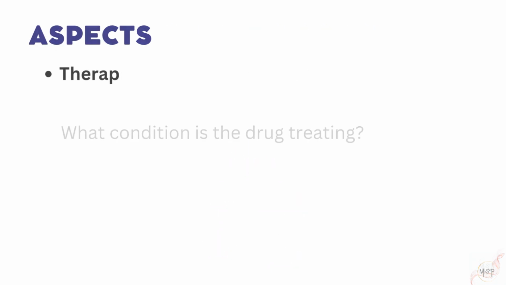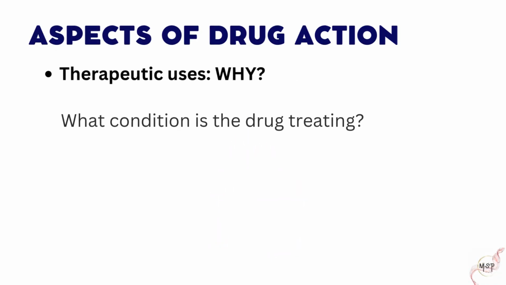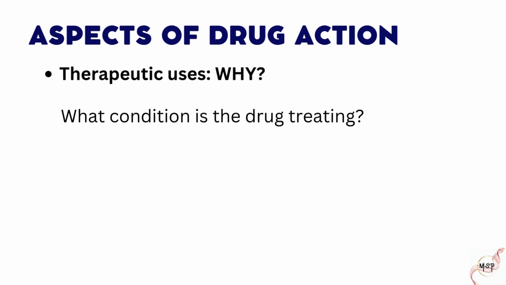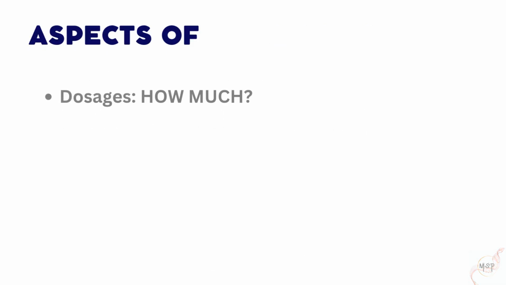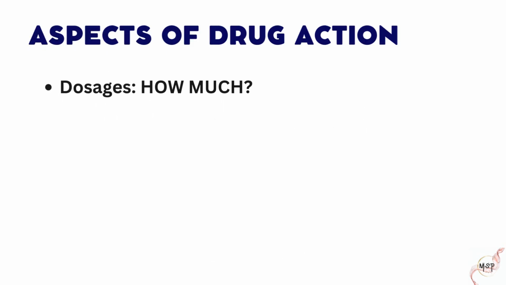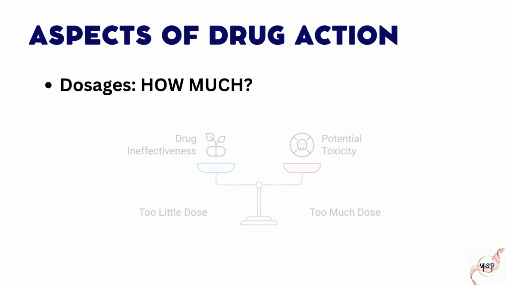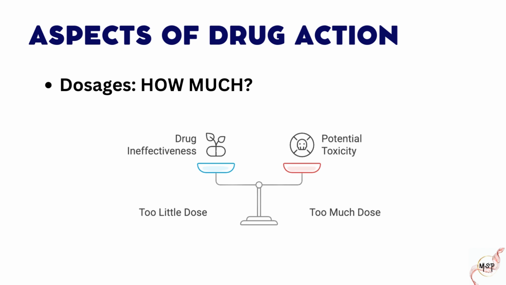Now, second one is therapeutic uses. This is the why. What condition is the drug treating? For example, insulin is used to manage diabetes by lowering blood sugar levels. Now, third one is dosages. This is the how much. Getting the dose right is very essential. Too little and the drug won't work. Too much and it could be toxic.